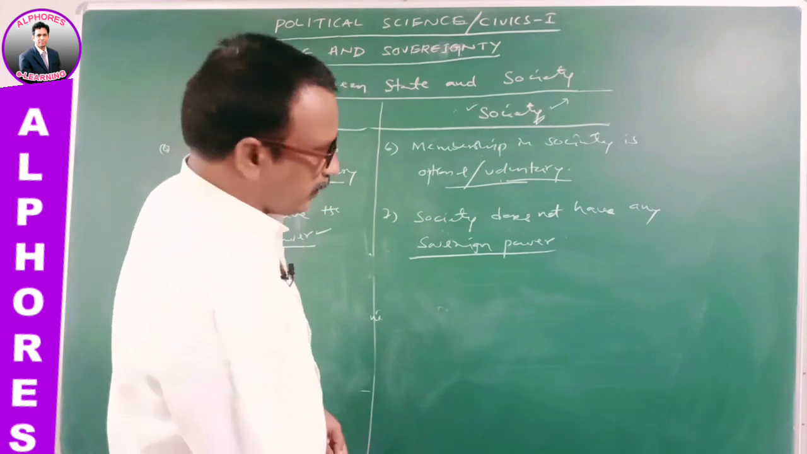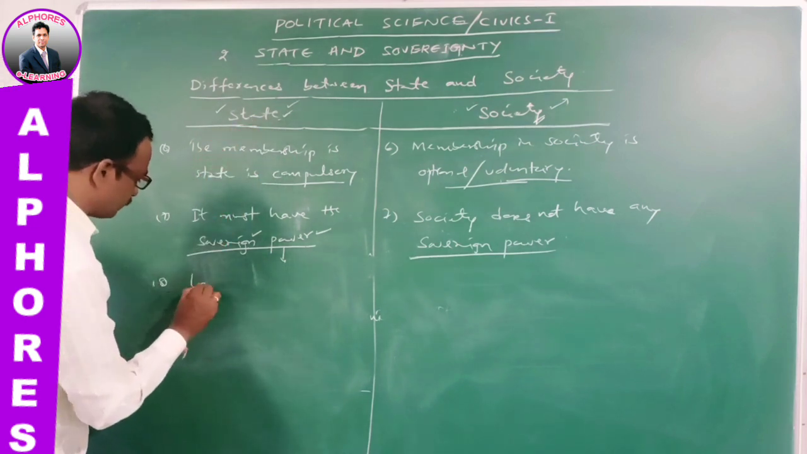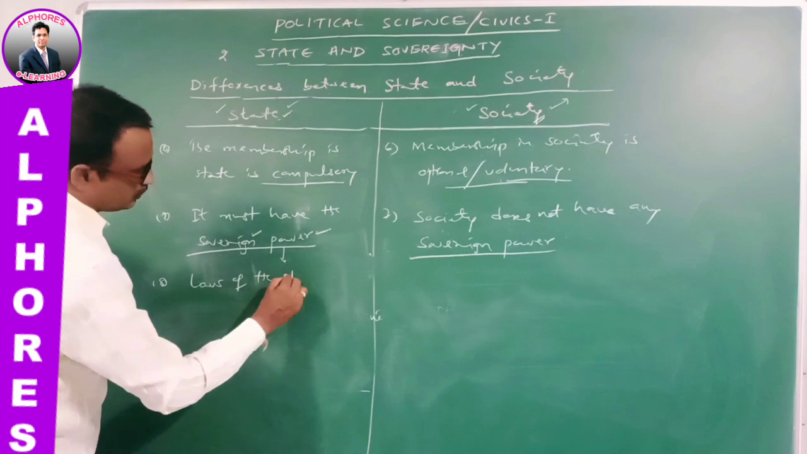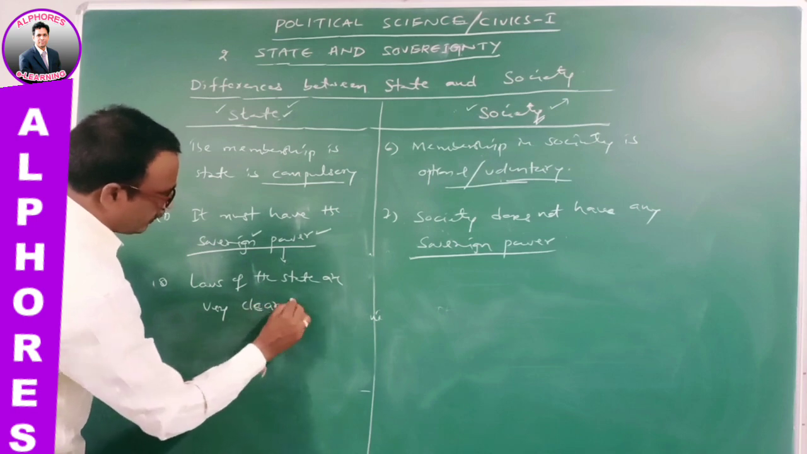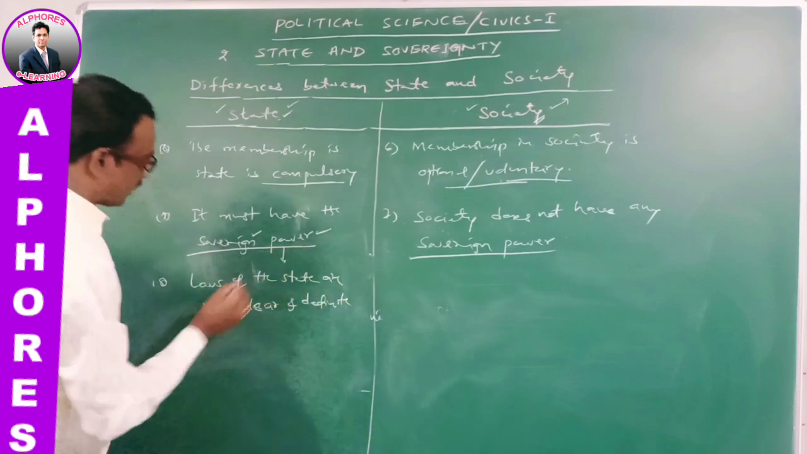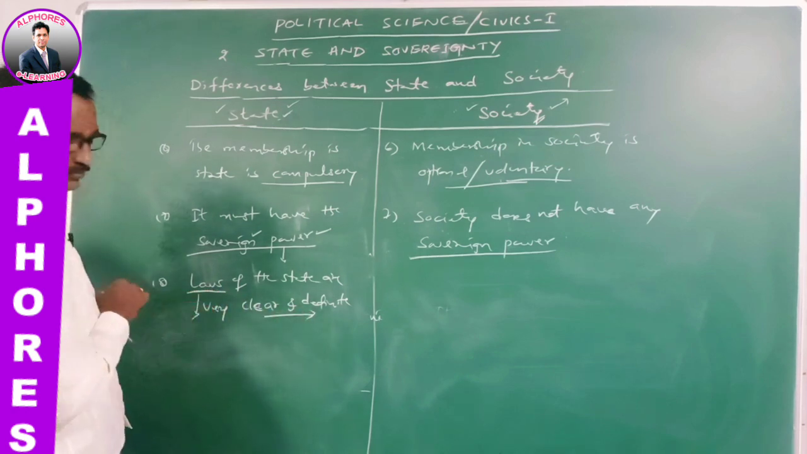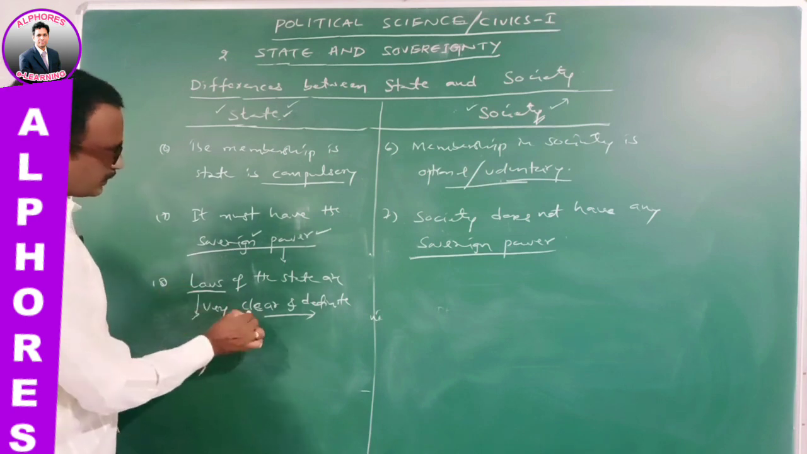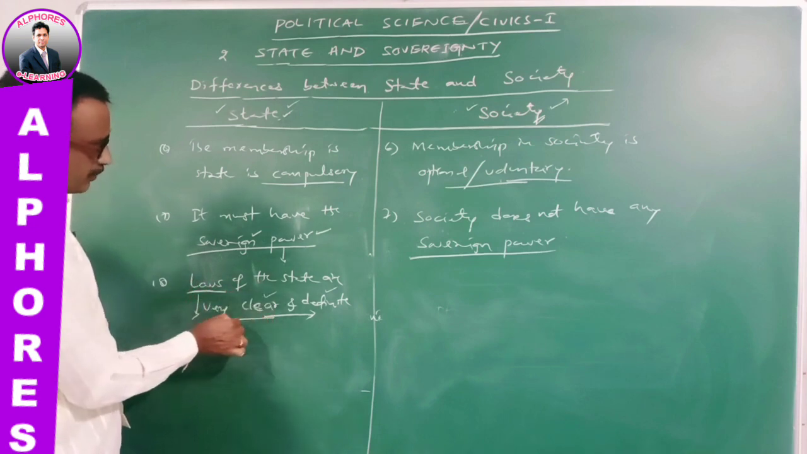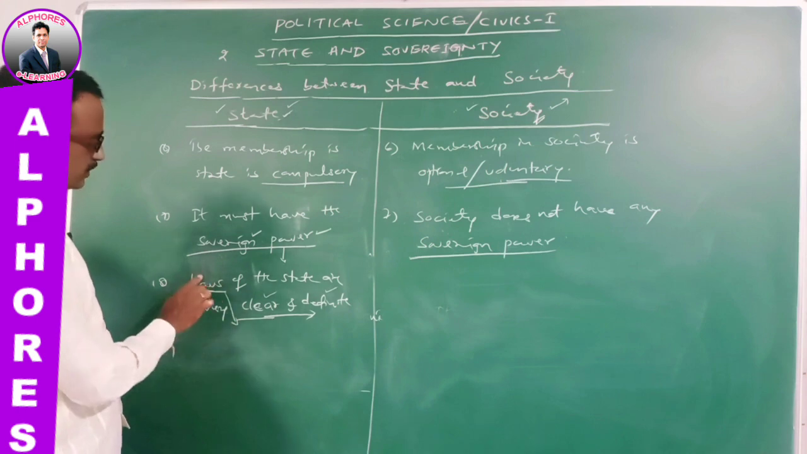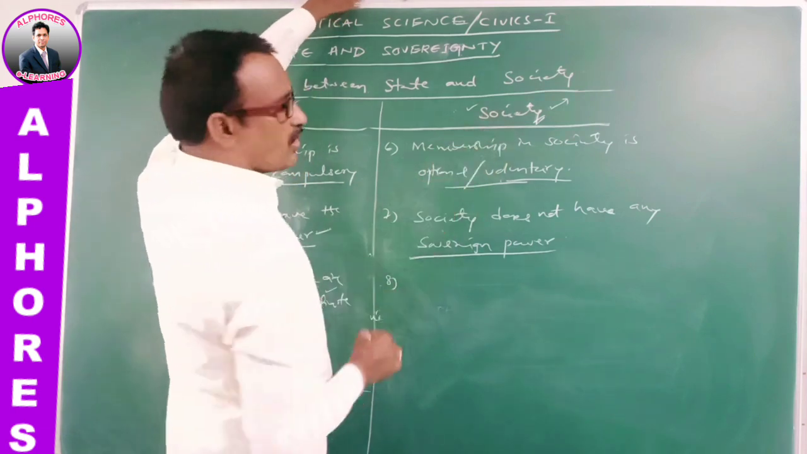And one more thing is, the laws of the state are very clear and definite, because the laws of the state are enacted by the legislatures, and the laws are in written form, so they are very clear and definite. But society rules are not so clear.